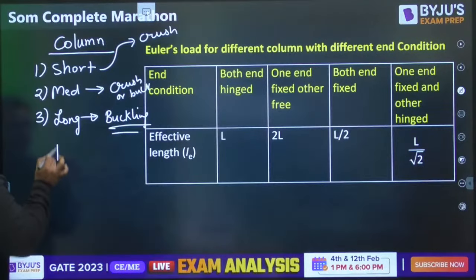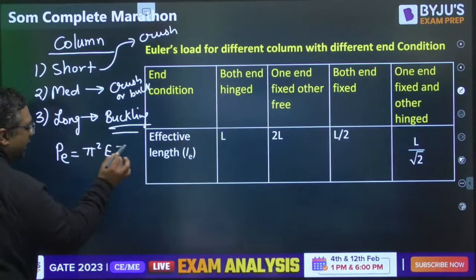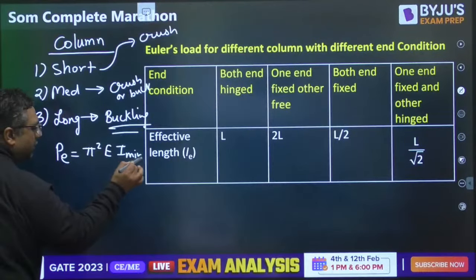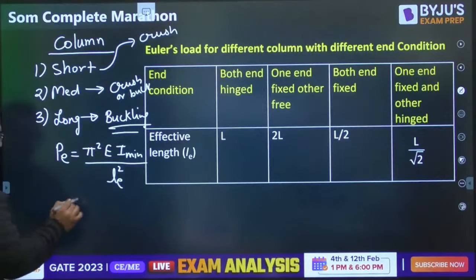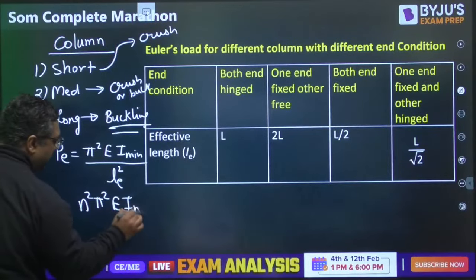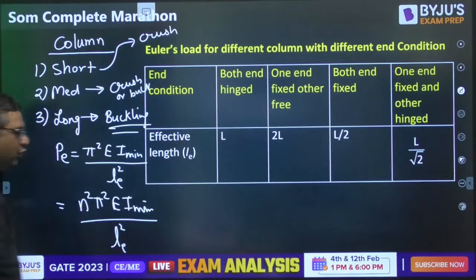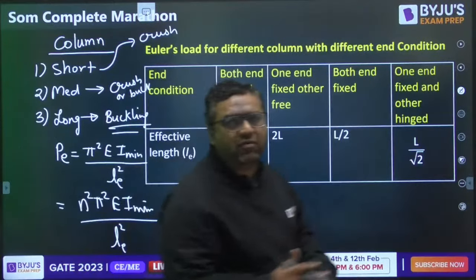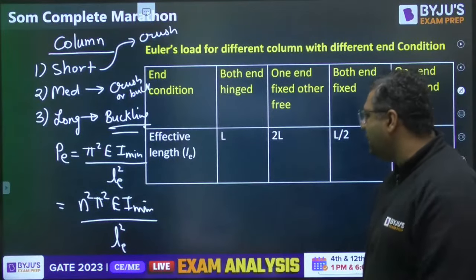According to that theory, the buckling load is given as pi square EI minimum divided by LE squared. Sometimes you can also write it as n square pi square EI minimum upon LE squared. So my dear, LE is the effective or equivalent length, and now we are going to define LE for different end conditions.